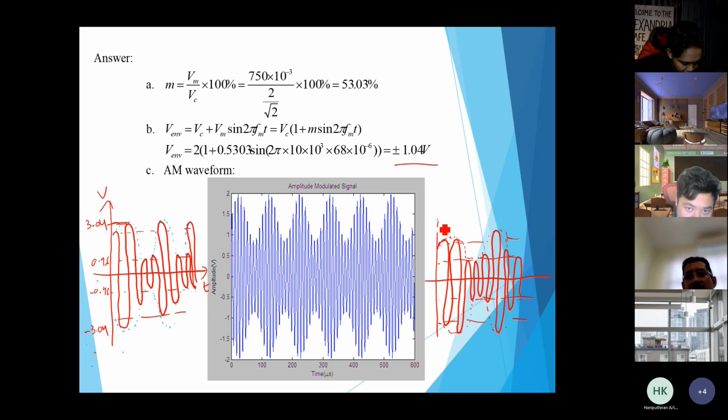Okay. So you kena labelkan paksi, labelkan juga dia punya maximum dan juga minimum. Okay. So itu adalah example yang pertama.